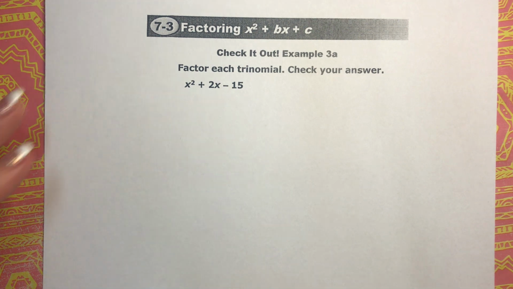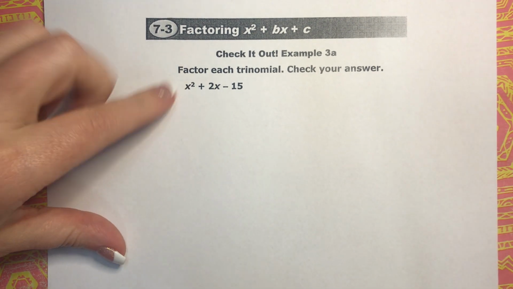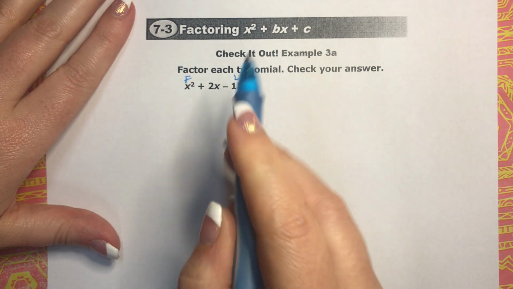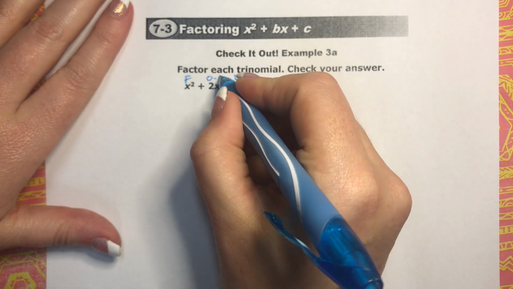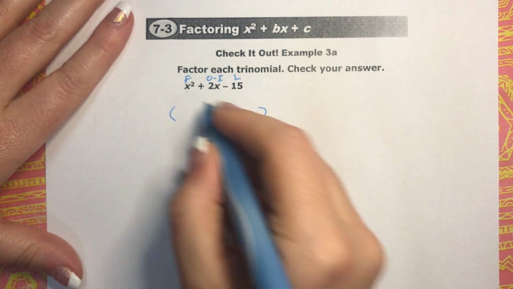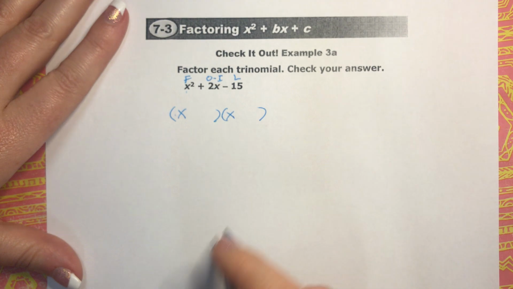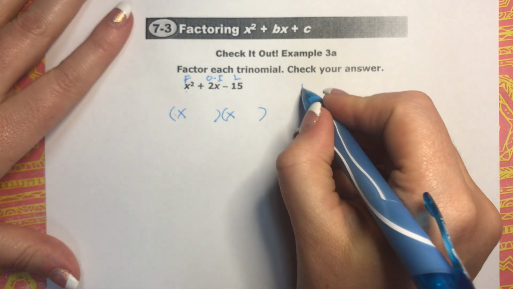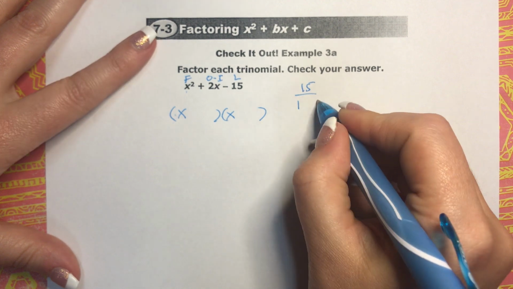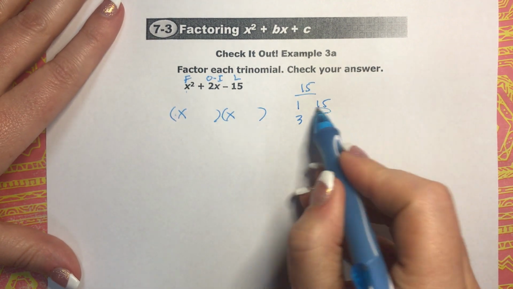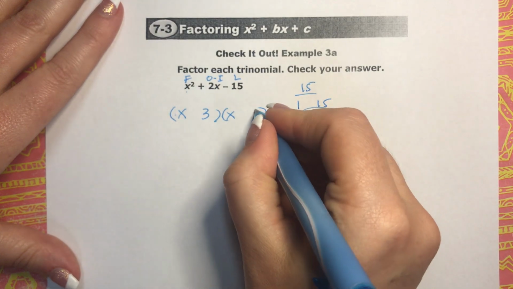Okay, let's see how you did. Okay, so this is our first, this is our last, and then we're going to be doing a difference of the outside and the inside. Okay, so I need my little voot-voots. x squared, x goes there, x goes there. I'm going to be looking at the factors of 15 that have a difference of 2. So factors of 15, 1 and 15, 3 and 5, and the ones that have a difference of 2 are right here, 3 and 5.